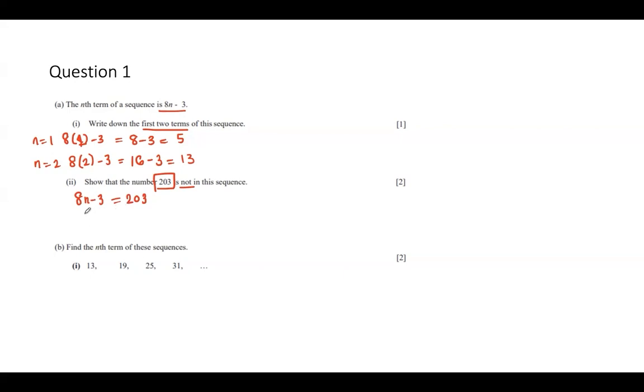So let's solve for n. 8n is equal to 203 plus 3. 8n is equal to 206. n is equal to 206 over 8, which gives you 25.75. You can check that on your calculator. So therefore, this number is not in the sequence. And why is that? Because n must be an integer.